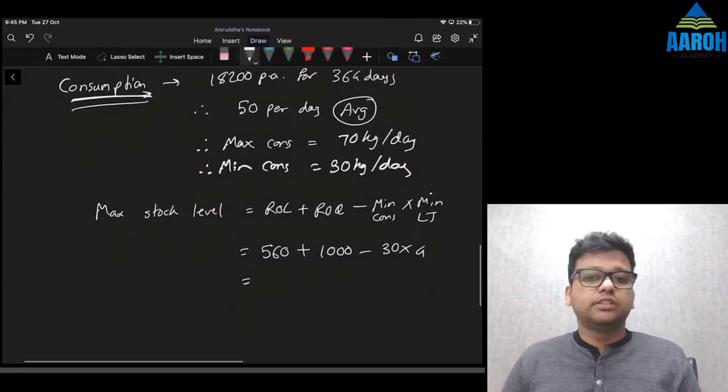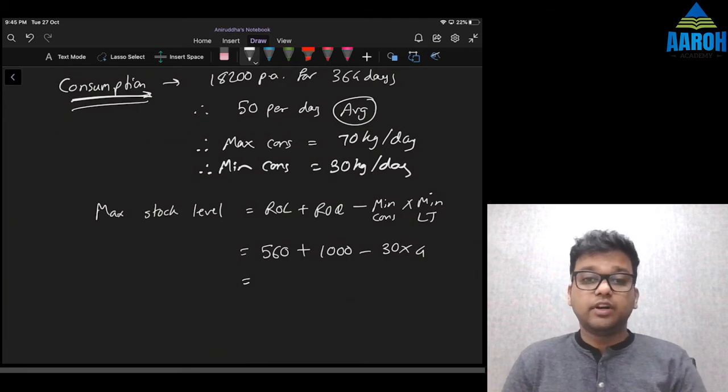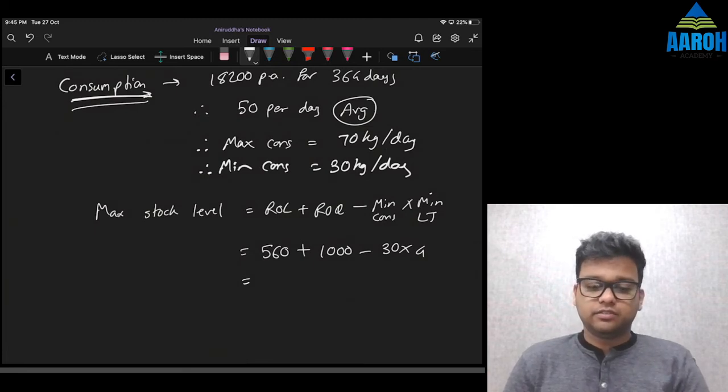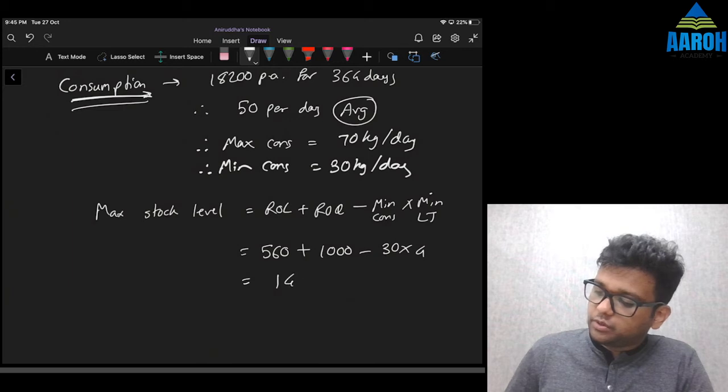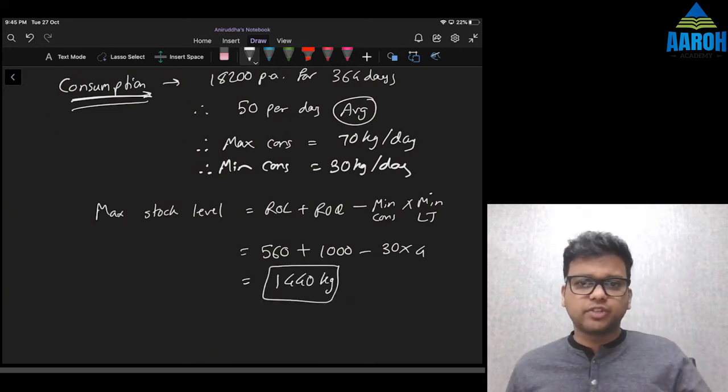So this gives us how much? 30 into 4 is 120 and 1440. That is maximum stock level. Check if you have got it.